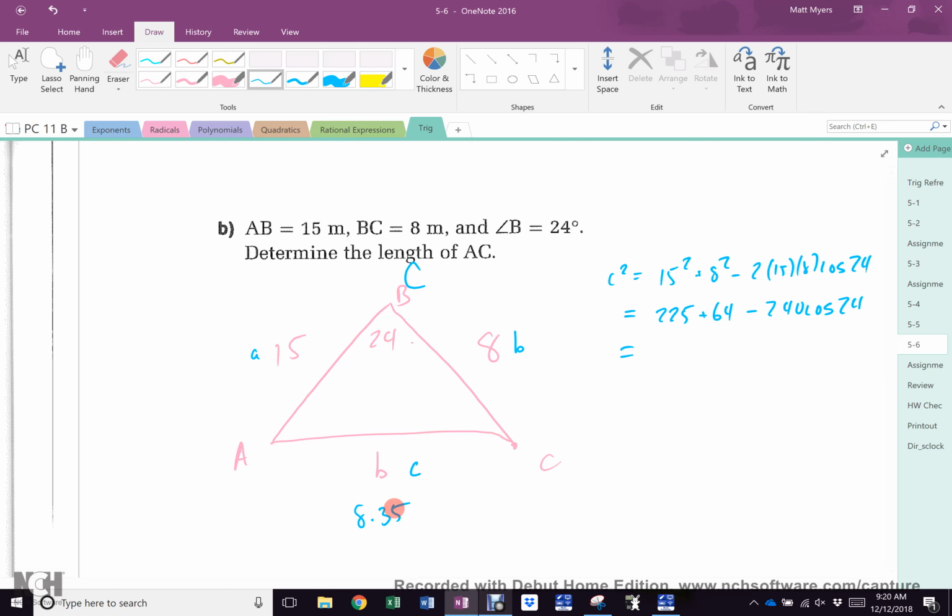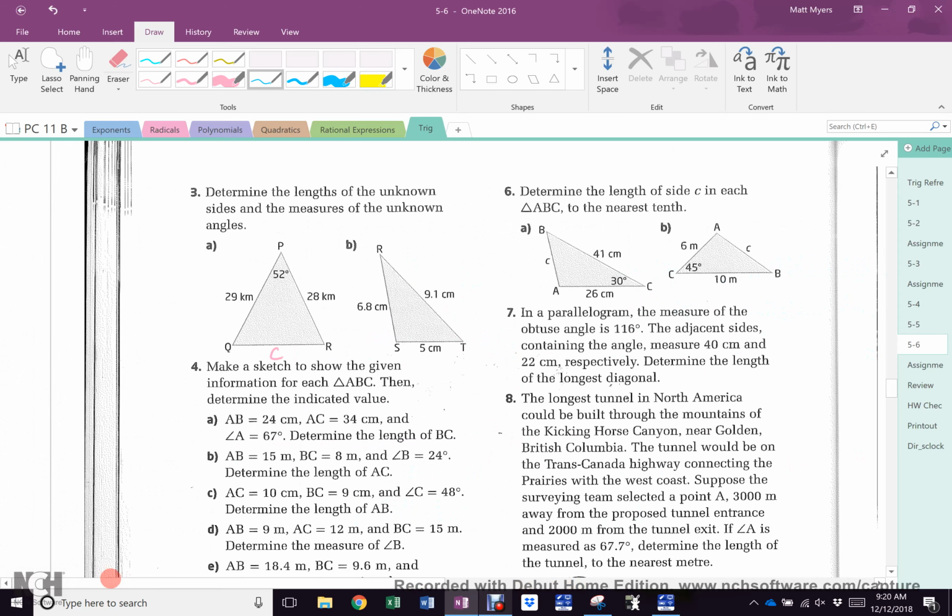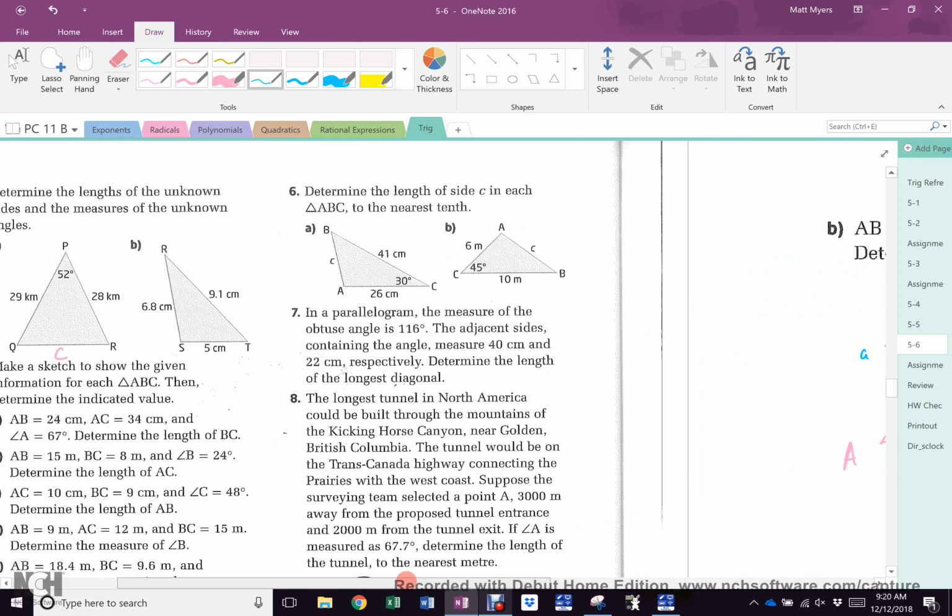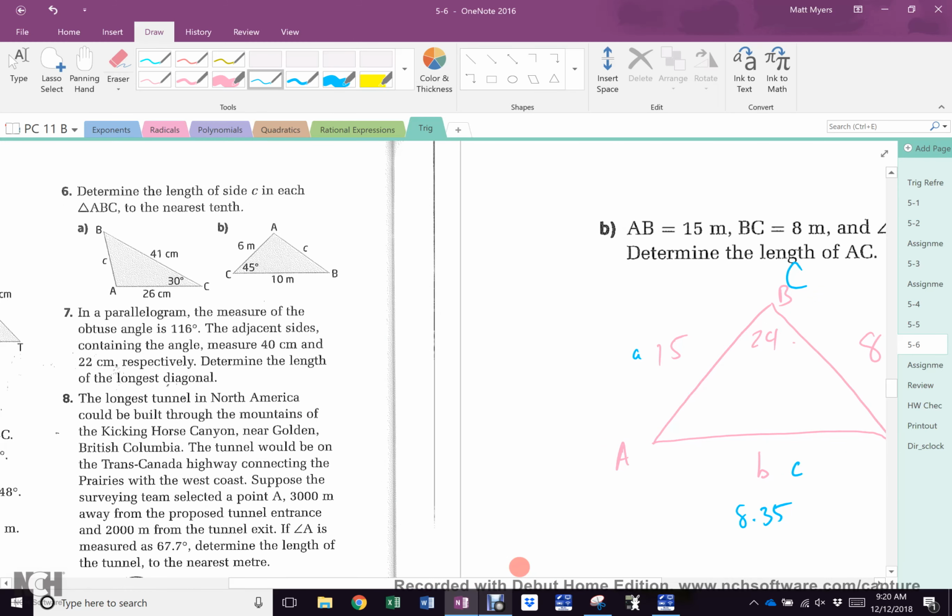Huh? Everybody good? All right. Anything else from over here? Number 7. Sure I can. Number 7, I don't need to do any pasting because I can see it.